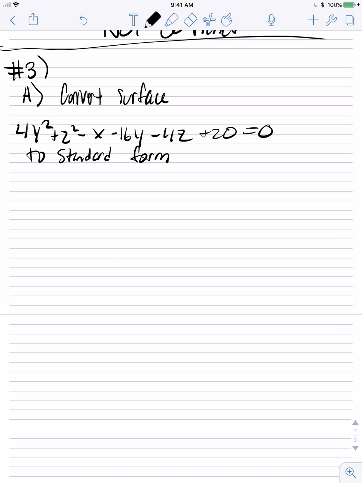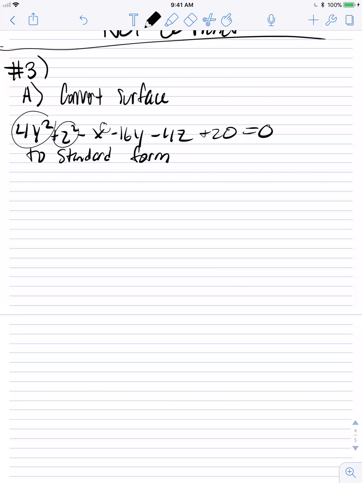So for this third question of part A, we're trying to convert the surface 4y squared plus z squared minus x minus 16y minus 4z plus 20 equals 0 to something that we know in standard form. If we look at the equation carefully, we see that we have two squared components and then nothing squared here on this x. So two squares and one non-square. So we know that we're going to be dealing with some sort of paraboloid, but we don't know which. There's two. So let's start changing this into something we know.